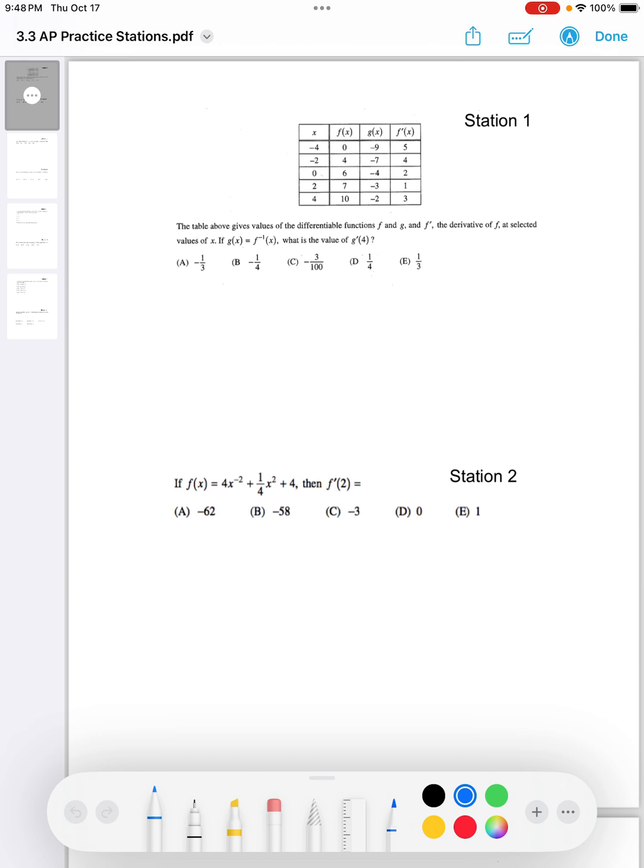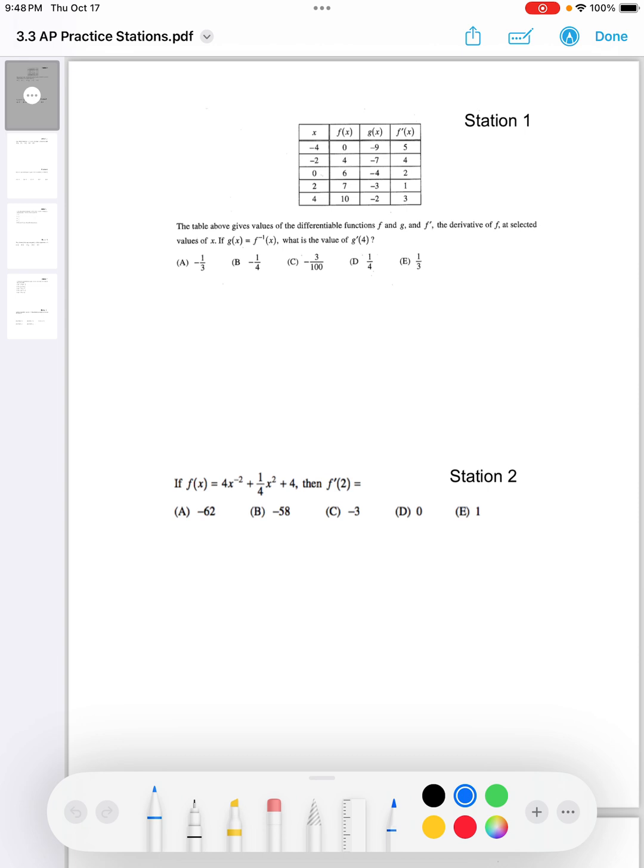I'm just going to go over the stations from 3.3. Most of them are 3.3 stations. There are a couple review ones in here, but I'm just going to go through all of the stations. There are 8 of them, so feel free to skip ahead in the video or pause the video wherever you need at any station. Okay, first one, number 1.